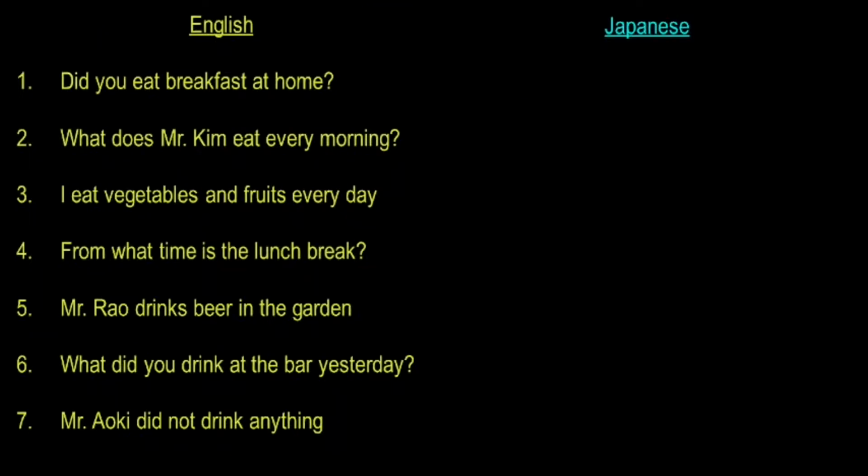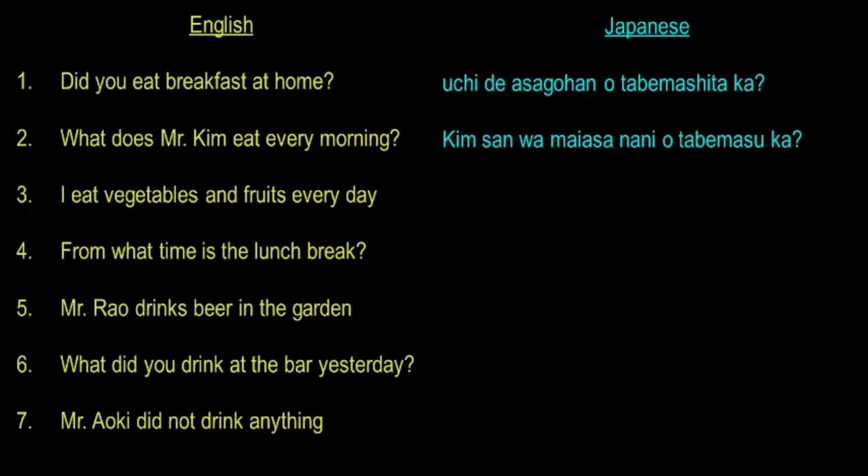Next, let us learn how to translate simple English sentences to Japanese. The first sentence is, did you eat breakfast at home? You know that breakfast is asa gohan, home is uchi, and eat is tabemasu. So the translation will be, uchi de asa gohan o tabemashita ka? Let us go to the second sentence. You know that every morning is mai asa and eat is tabemasu. So the translation will be, Kim-san wa mai asa nani o tabemasu ka?